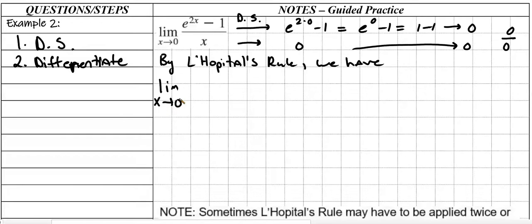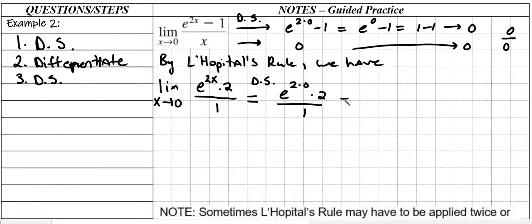the limit as x approaches 0 of the derivative of e to the 2x, which is e to the 2x times 2. The derivative of negative 1 is a 0, so no need to write minus 0. The derivative of x is 1. Now, step 3, apply direct substitution. So, using direct substitution, I get e to the 2 times 0 times 2 over 1, which is 1 times 2 over 1, which is 2. And I see that the limit as x approaches 0 of this expression is equal to 2.